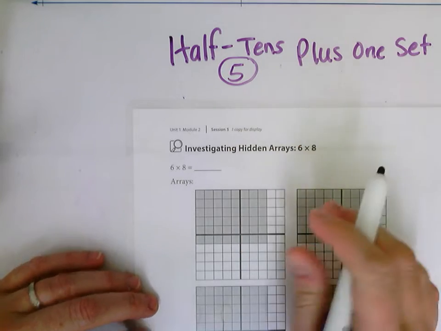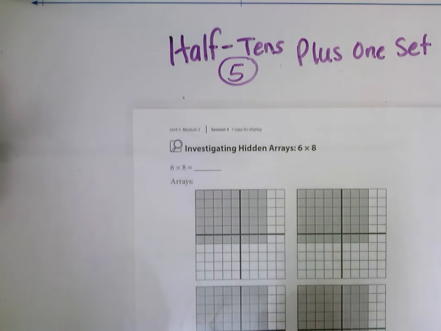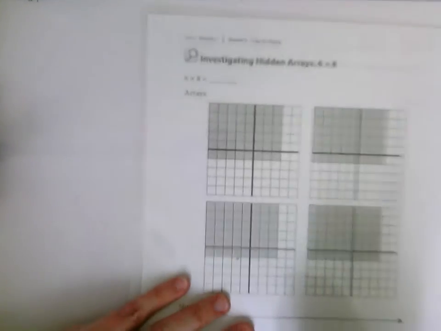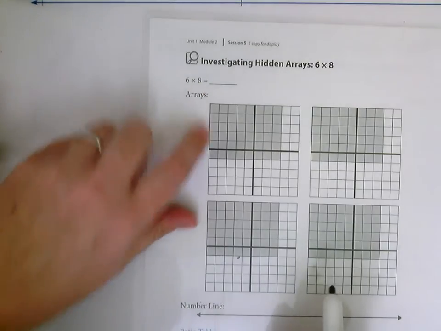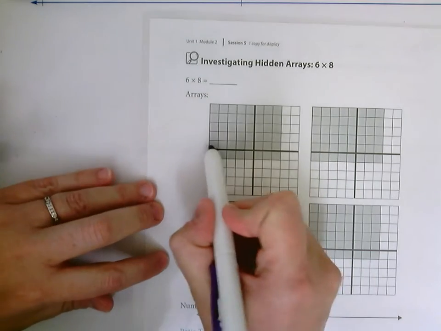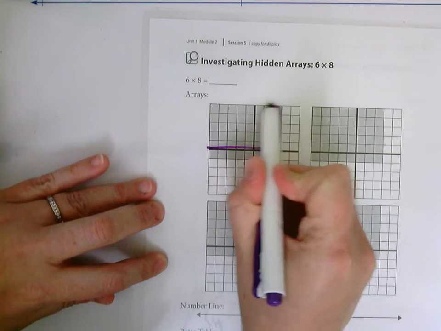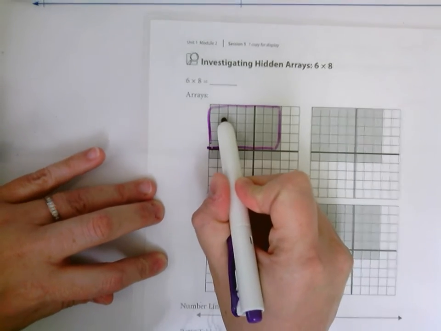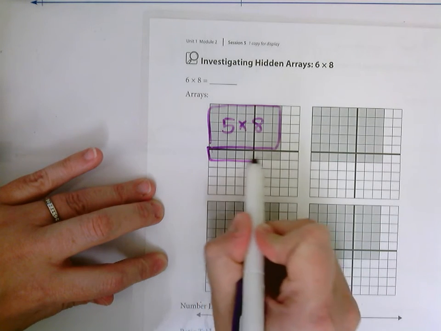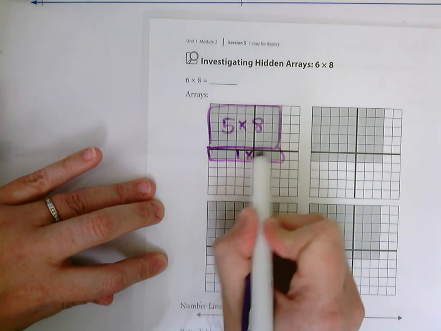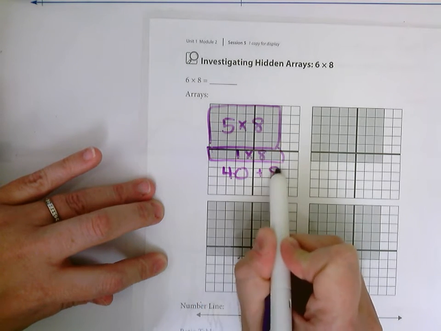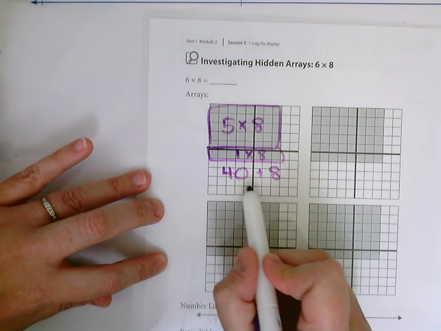So here I have 6, and 6 is 5 plus 1 more. So 6 times 8. Here I have 6 down and an 8. I'm going to find my 5 fact. Here's my 5 right along here. That's 5 times 8. And then I've got 1 times 8 left over. 5 times 8 is 40, plus 1 times 8 is 8, so 6 times 8 is 48.